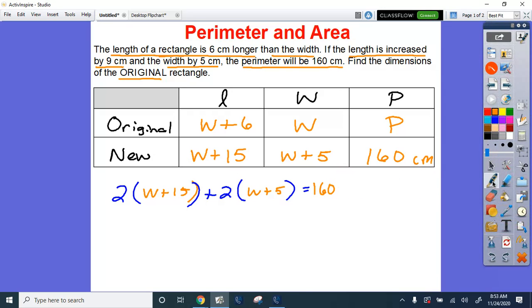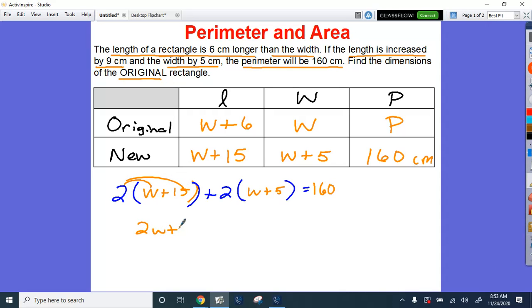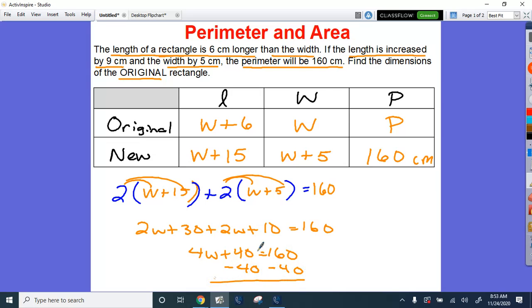So now I'm going to erase that, get that out of the way. We're going to distribute in here. So I get 2W plus 30 plus 2W plus 10 is equal to 160. Then I just start solving. Combine your like terms: 4W plus 40 equals 160. Then solve the two-step equation from there. I'm left with 4W equals 120. Divide both sides by 4. So W is equal to 30. That would be 30 centimeters.